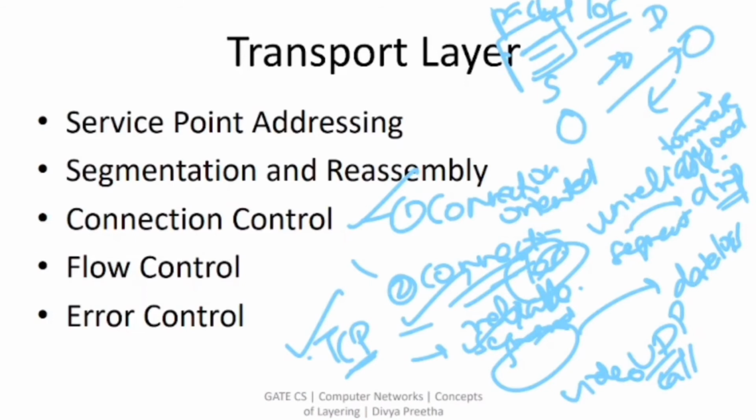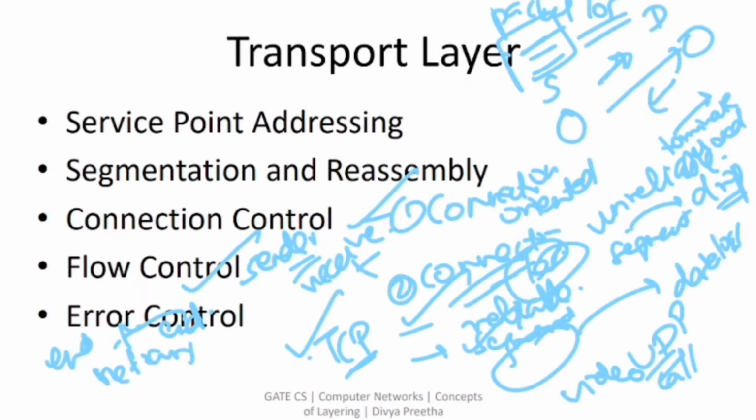And then talking about flow control, it is the same as in the data link layer. The speed at which the sender sends the data should match the speed at which the receiver receives the data. Then error control is the same as in the data link layer, but here error control is performed end to end, and error correction is done through retransmission. If they detect an error, they will retransmit the bits which were in error.